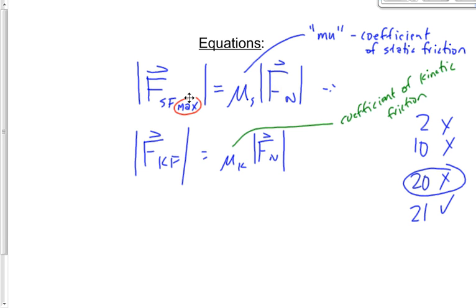17. Static friction increased in value as I was pushing harder and harder until I exceeded the maximum value. Kinetic friction, once it's there, stays the same value no matter how hard I push. So you've got to push harder and harder to overcome that stubborn force, static friction.